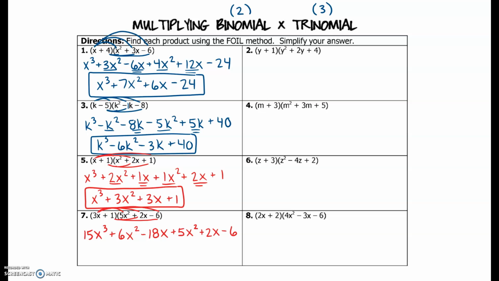So in this case, I'm going to bring down my 15x to the third. I'm going to combine my x squareds. 6 plus 5 would be 11x squared. I'm going to combine my x terms. Negative 18 plus 2 would be negative 16x. And I'm going to bring down my constant term of negative 6.